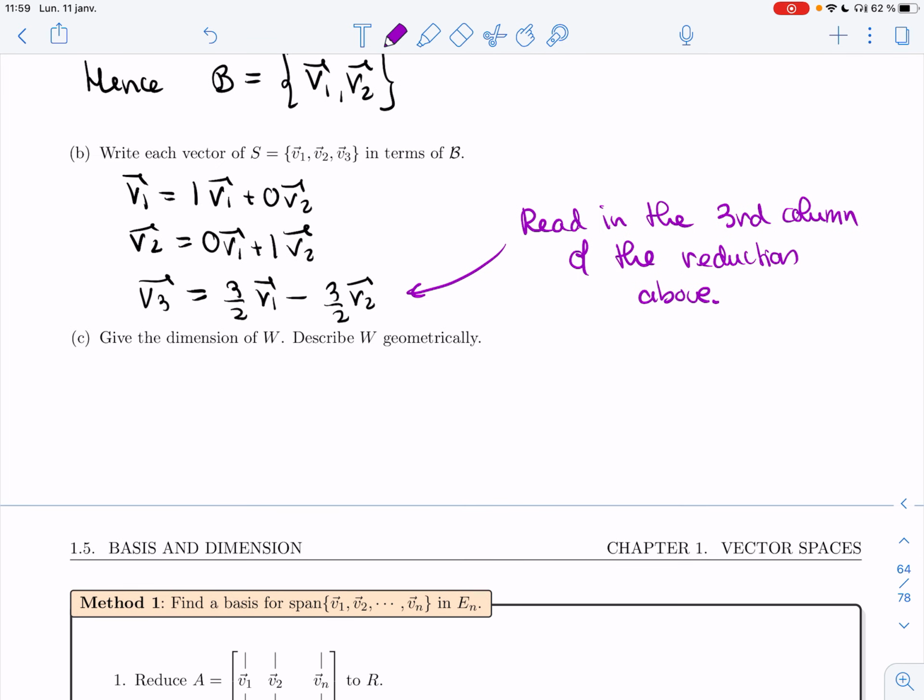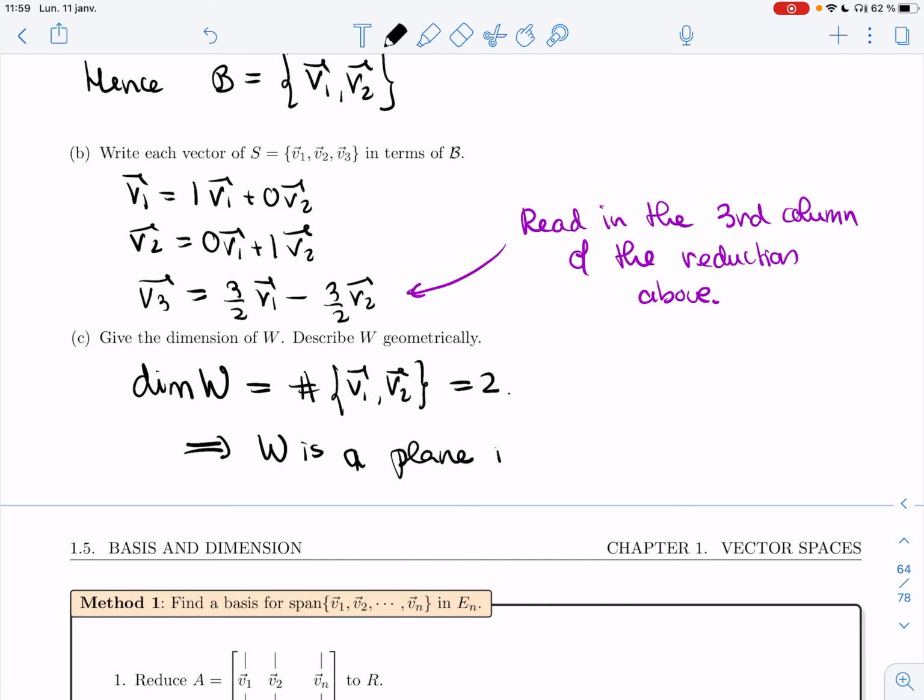So W has a basis with 2 elements, and so its dimension is 2. That tells us that W is a plane. In fact, it's the plane containing 0, 0, 0 and parallel to V1, V2.